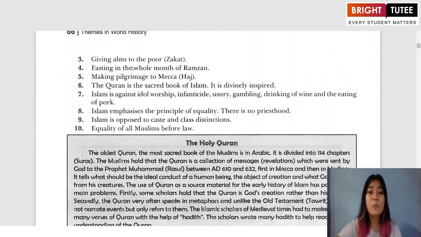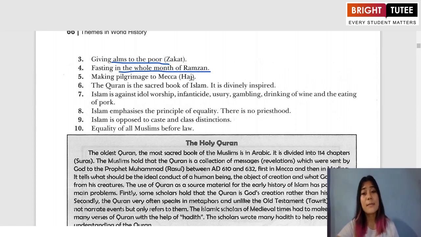Number three, they were to give alms or aid to the poor. The poor need to be supported, so that was to be done by the Muslims as well. Number four, fasting in the whole month of Ramzan. In the whole month of Ramzan, the Muslims are to fast, not eat or drink. Number five, they were to make pilgrimage to Mecca.